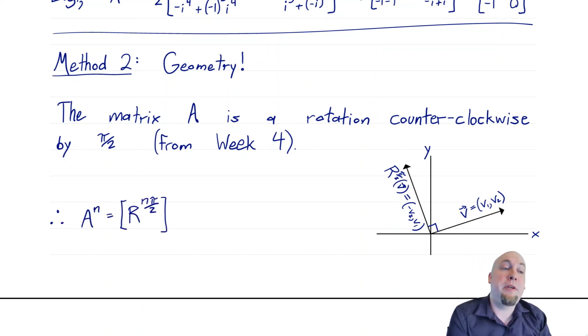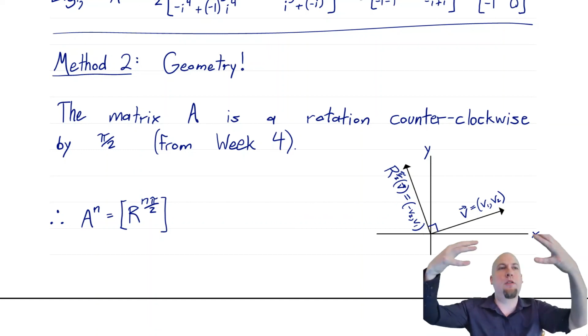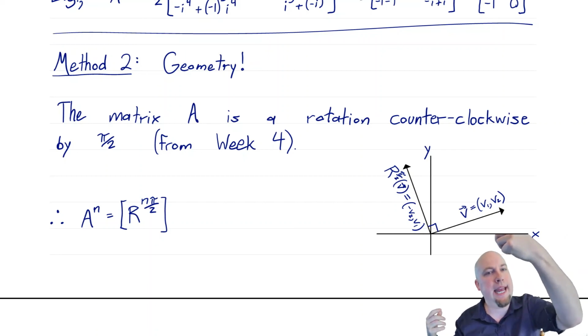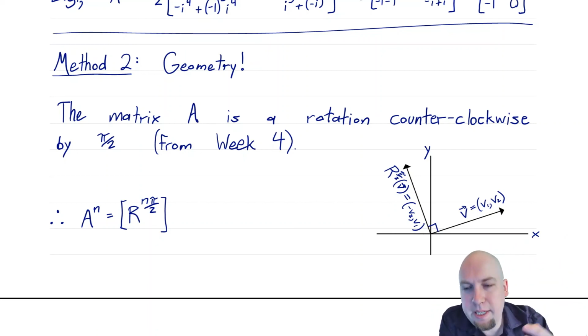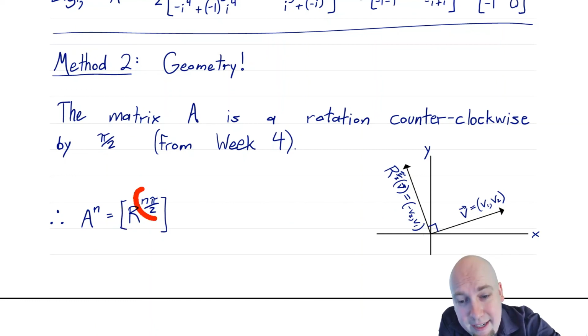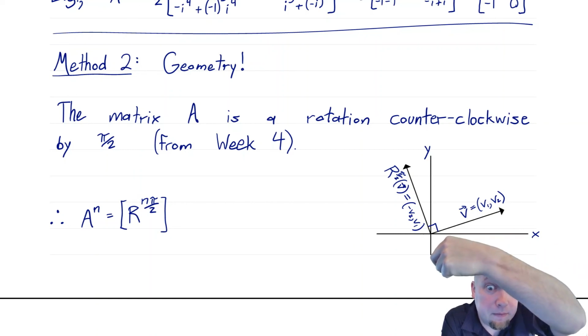So if we want to compute a power of this matrix, another way of going about it would be to just take powers of rotations. And when you take powers of rotations, you just multiply the angle by whatever power you're taking. So this rotation matrix to the power n is the same as the rotation matrix by an angle of n times pi over 2. Just do a pi over 2 rotation n times.